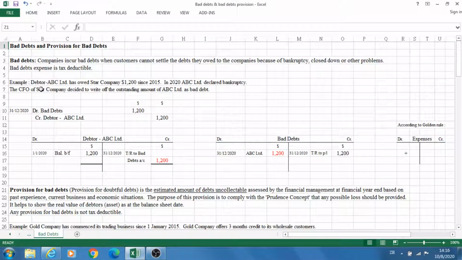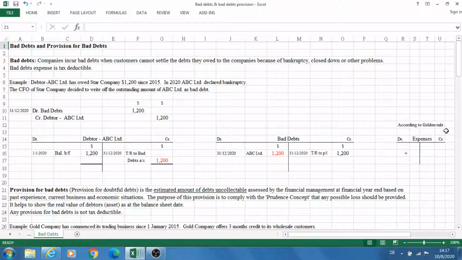Example: debtor ABC Limited has owed Star Company $1,200 since 2015. This is debtor ABC Limited account. Balance brought forward $1,200. In year 2020, ABC Limited declared bankruptcy. Star Company decided to write off the outstanding amount of ABC Limited as bad debt.